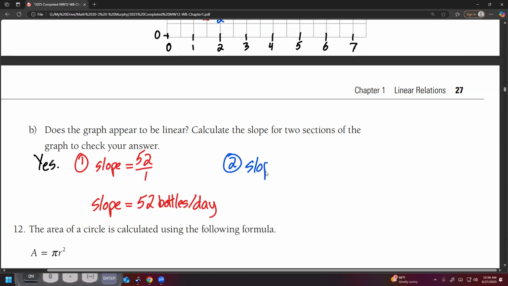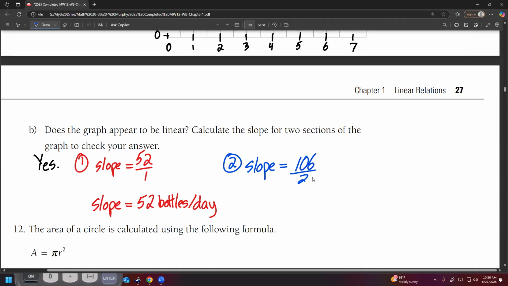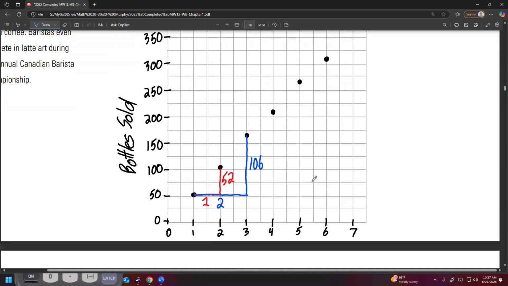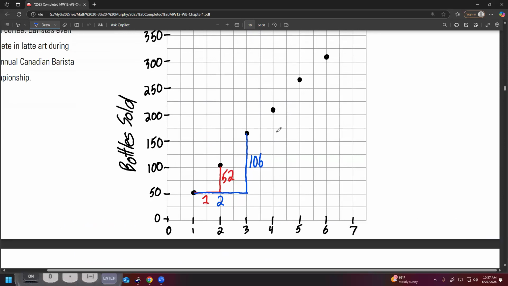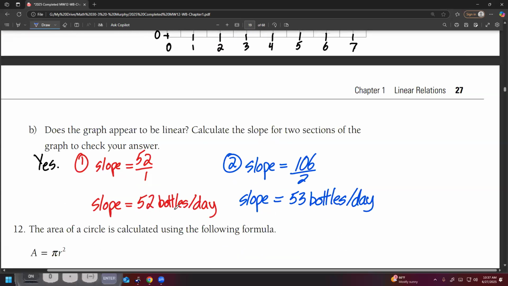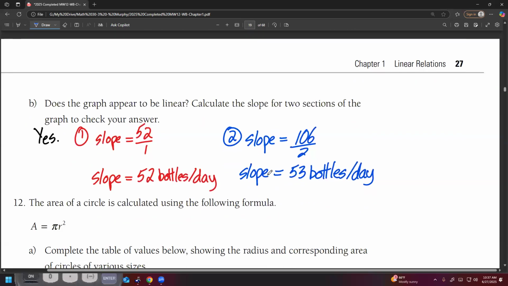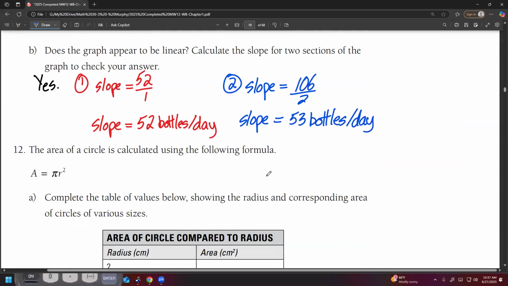So slope, 106 divided by 2, and the slope comes out to 53. Uh-oh. Okay, so this is why we got to be careful. So looking at it, you would think it's linear, but if you get down to the numbers, it's not. The slope has to be the same in each section.